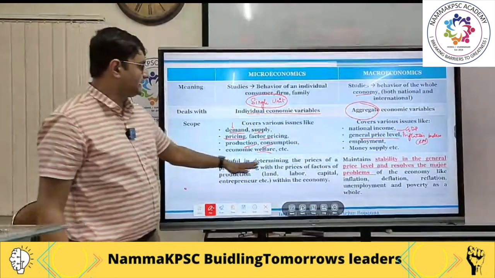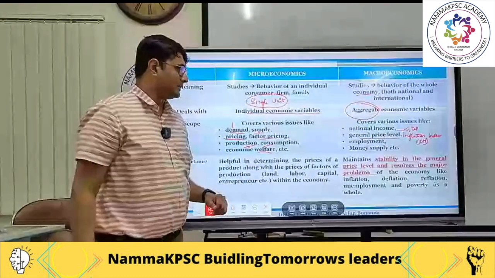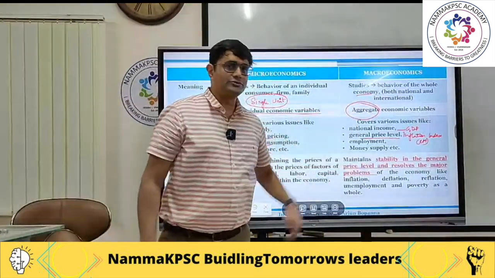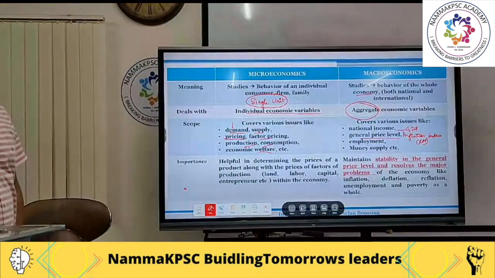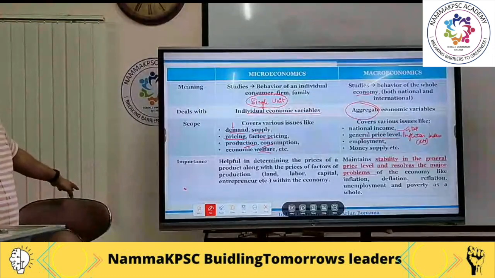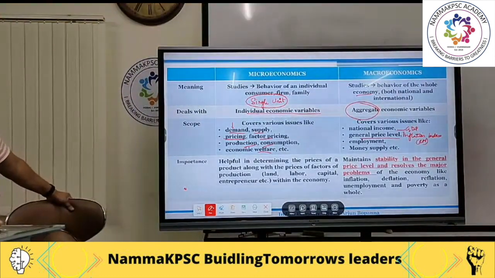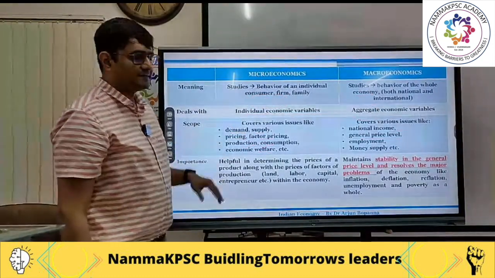Importance: microeconomics is helpful in determining the prices of products within the economy. Here, macroeconomics is useful to study so as to bring about stability in the economy. So maintain stability in the general price level and resolve major problems like inflation, deflation, reflation, etc. Okay, so that's about economics.